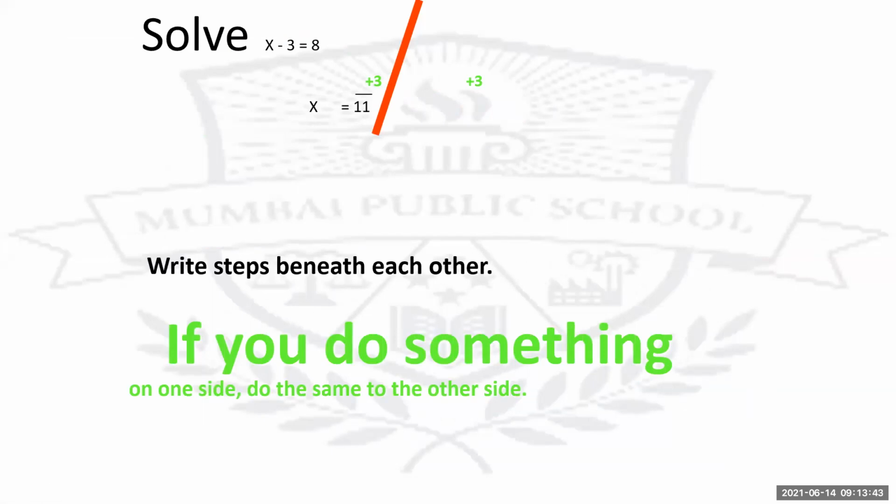If you do something on one side, do the same to the other side, as I have already told you. If you are adding +3 to the left hand side, you will add +3 to the right hand side. Is this understood by all the students? It should not be like that, that you are adding -3 to the left hand side and you are adding +3 to the right hand side. Your answer will come wrong.